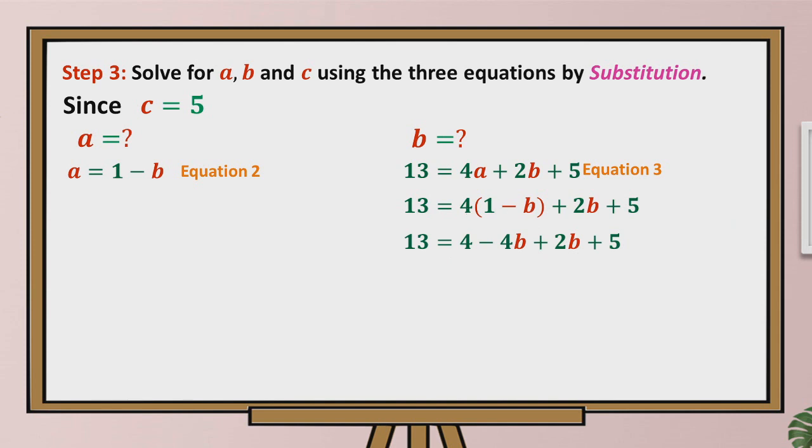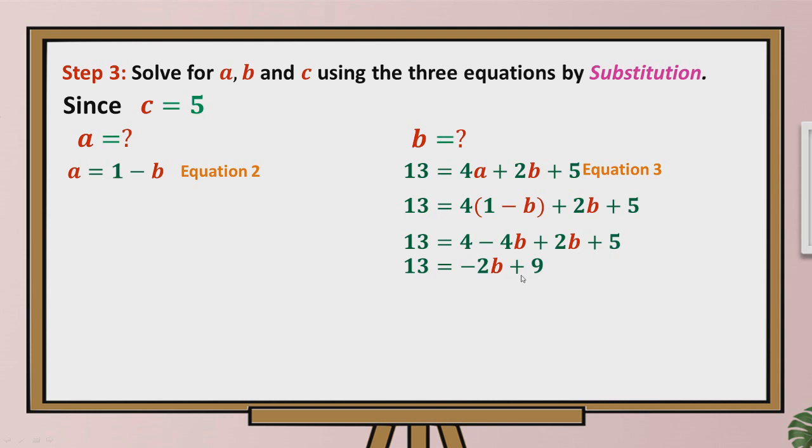And here I can see like terms. So 4 and 5 are like terms. They are both constants. While negative 4b plus 2b are also like terms. So if I combine them, the result will be 13 equals negative 2b. This is the result of negative 4b plus 2b, so it became negative 2b here. And then 4 plus 5 equals 9.